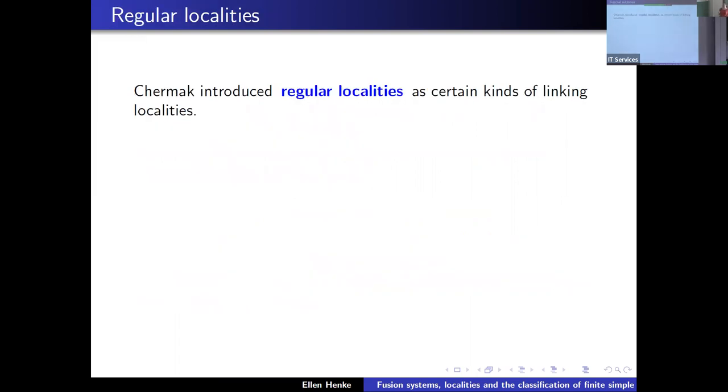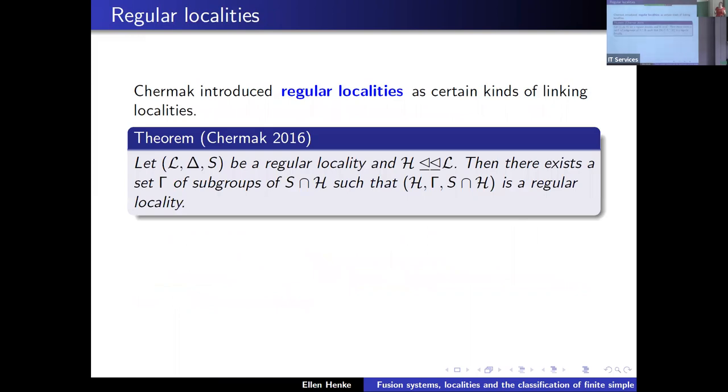Okay, subcentric localities are, however, not that nice for everything. At least if you want to look at subnormal structures, then regular localities, which were introduced by Chermak, are nicer to work with. So these are just some kinds of linking localities, which I'm not defining. But the main property is that if we have a partial subnormal subgroup, then it can be given the structure of a regular locality.